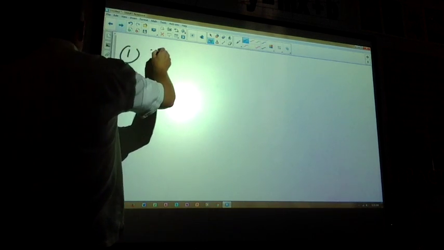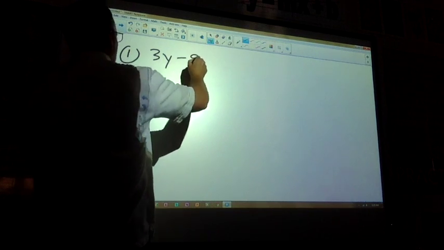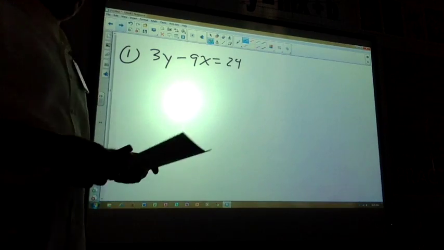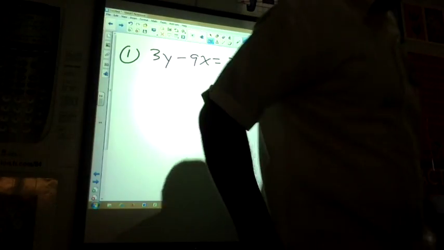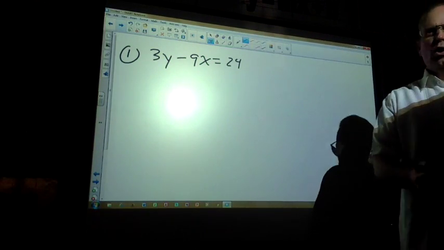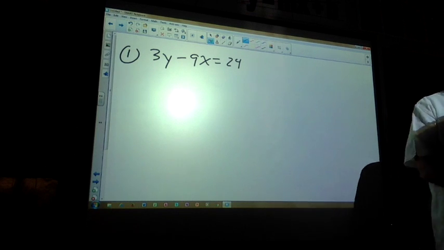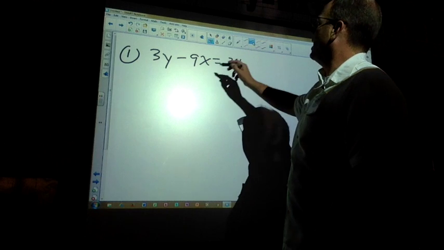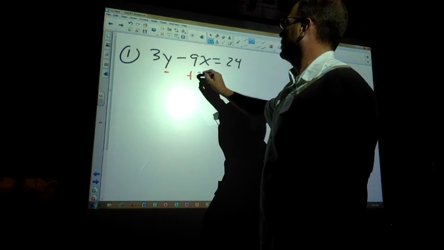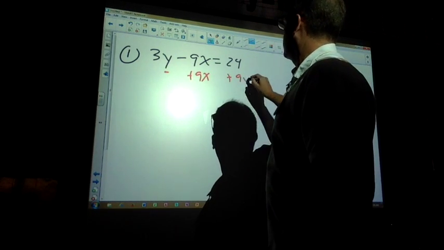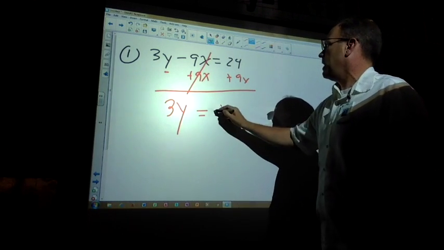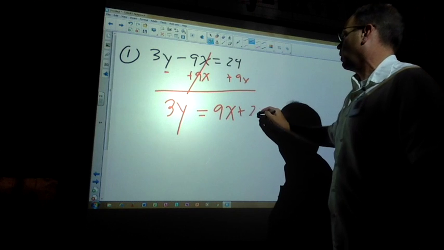Problem number 1. I need somebody. We are solving for y. Who can I pick on? Gentry! Go ahead. Add 9x, because I'm solving for y, right? And then I get 3y over here. Those cancel. That gives me 9x plus 24.